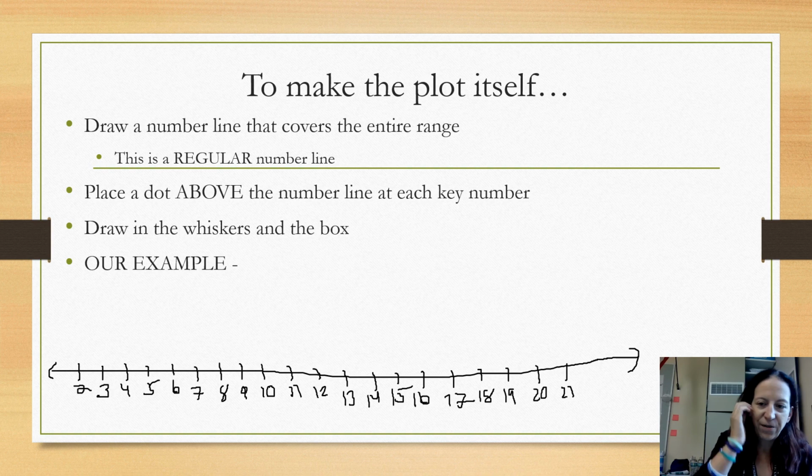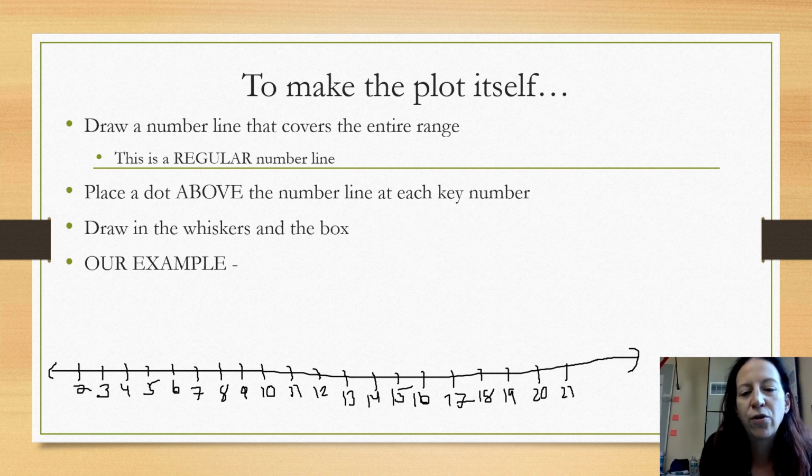And what I did was I just paused the video so I could fill it in because you guys didn't need to see me do all those numbers in. Now I made my number line go from 2 to 21 just to go a little bit above where my box and whisker plot is. You don't have to do that. I just like to do it because I don't like the feeling of the thing being cramped. Notice that it's a regular number line.